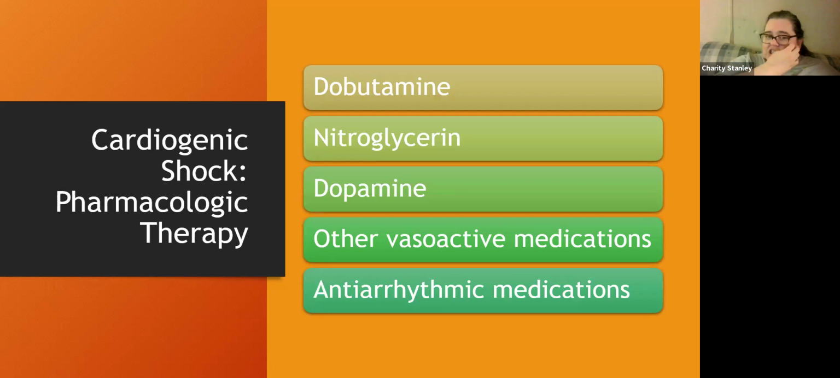So pharmacologically, is my blood pressure too high, is my blood pressure too low? If it's too high, then we would do nitroglycerin, nitroprusside. If we're trying to increase our blood pressure or increase the stroke volume, then we would do dobutamine or dopamine. We may need to make sure we get a central line so we could do other vasoactive medicines. Are they going into VT? Do we need to give them some amiodarone or some lidocaine to actually decrease the amount of arrhythmias that my patient's having?